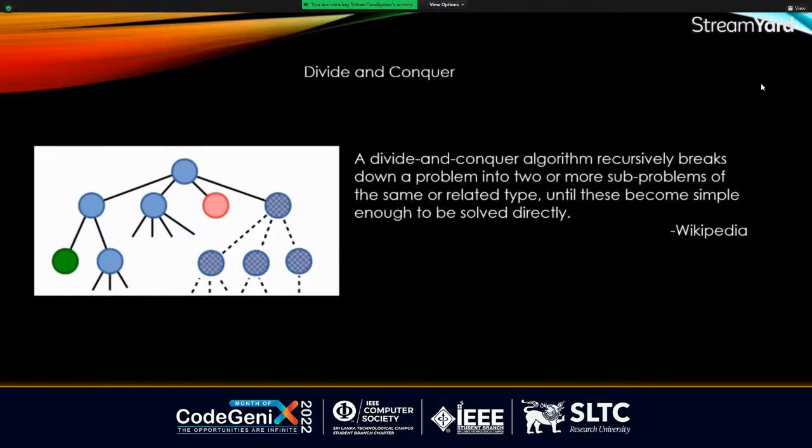Creating solutions for the parts and then merging them together in order to arrive at the solution for the whole. So in divide and conquer, it recursively breaks down a problem into two or more subproblems. It doesn't need to be two always, it could be two or more of the same or related type until these become simple enough to be solved effectively. If you can find the recursive component in your problem, you are very, very lucky. Because you can save a lot of time, as we are going to show you somewhere later in our presentation.